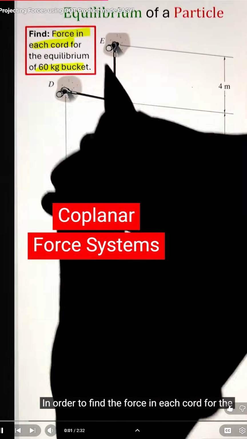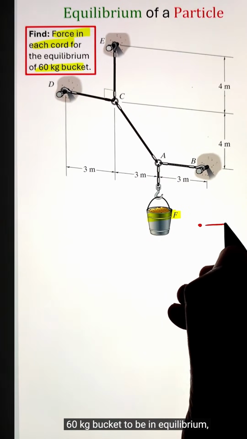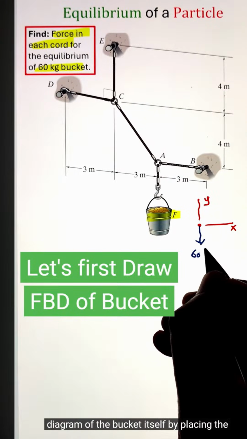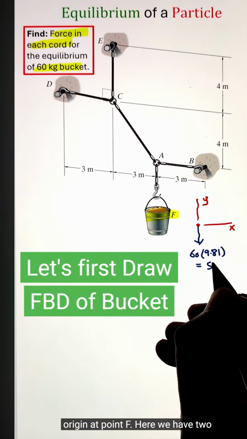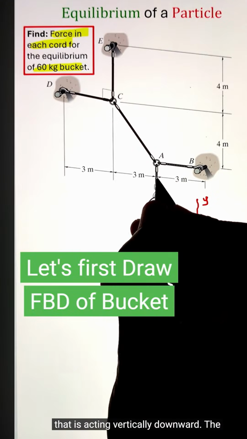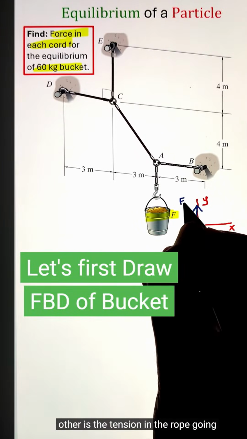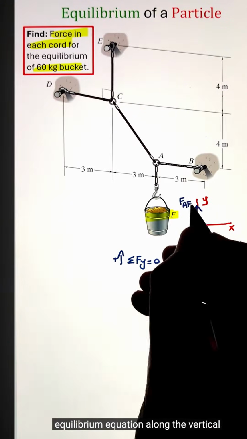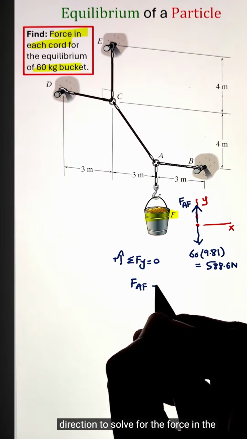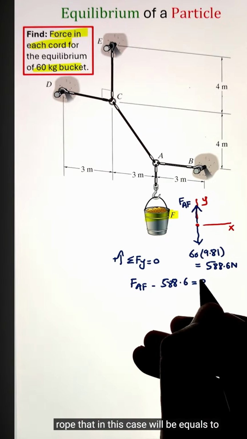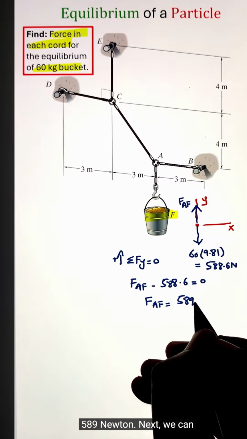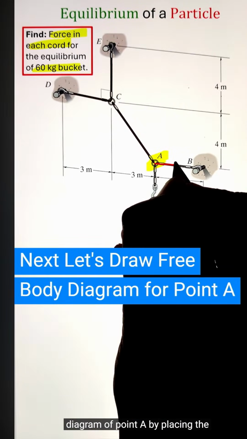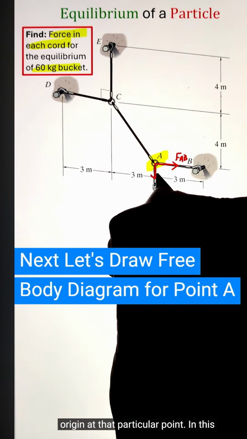In order to find the force in each cord for the 60 kg bucket to be in equilibrium, we can start by first drawing the free body diagram of the bucket itself by placing the origin at point F. Here we have two forces. One is the weight of the bucket that is acting vertically downward. The other is the tension in the rope going away from point F. We can apply our equilibrium equation along the vertical direction to solve for the force in the rope, that in this case will be equal to the weight of the bucket as 589 Newton. Next, we can consider point A and draw the free body diagram of point A by placing the origin at that particular point.